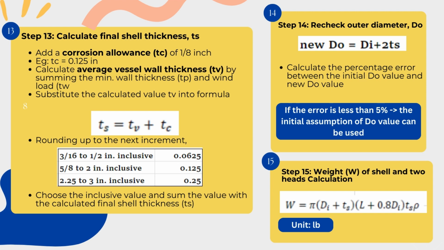Next, we check the outer diameter. If the error is less than 5%, it means that the initial assumption of outer diameter value can be used. Lastly, calculate the weight of shell and two heads using the formula below.